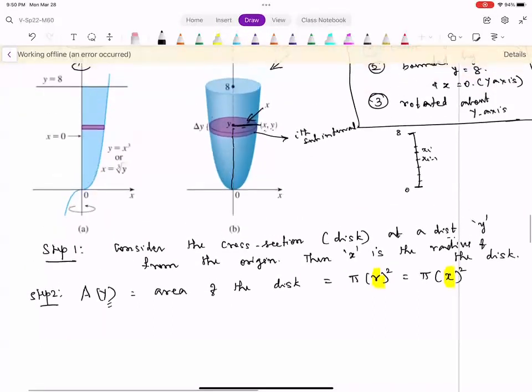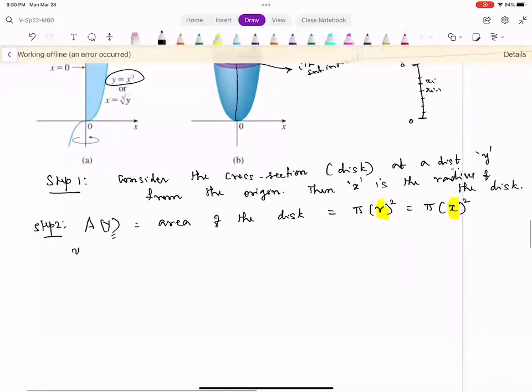So what is x in this problem? We are given the curve y equal to x cube, correct? So y equal to x cube. If you take the cube root on both sides, the cube root of x cube, we get x equal to y to the power 1/3. So x will be y to the power 1/3.